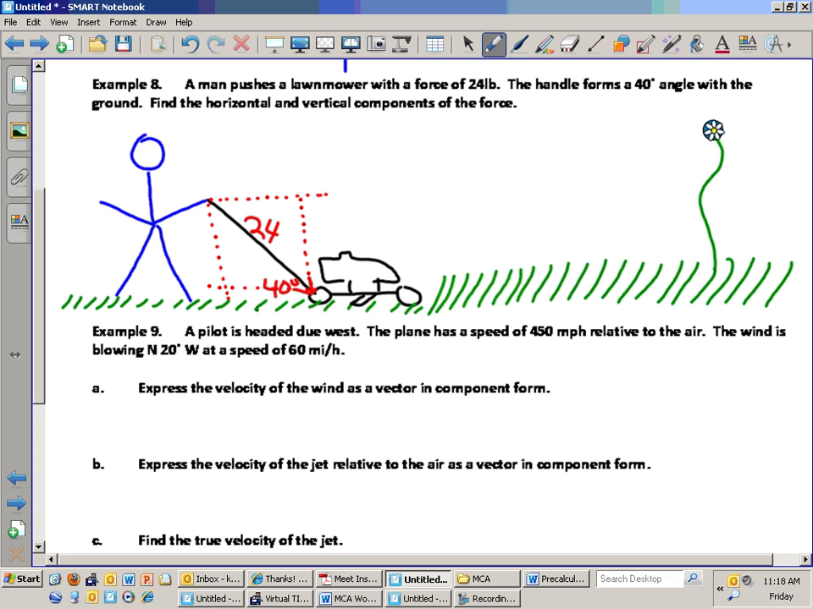Can you see here that this triangle to the lower left has a horizontal component and a vertical component? And that the horizontal component and the vertical component make up the original vector of 24 pounds of force. So what I want to do is find this vertical component, which we call B, and this horizontal component, which we will call A.